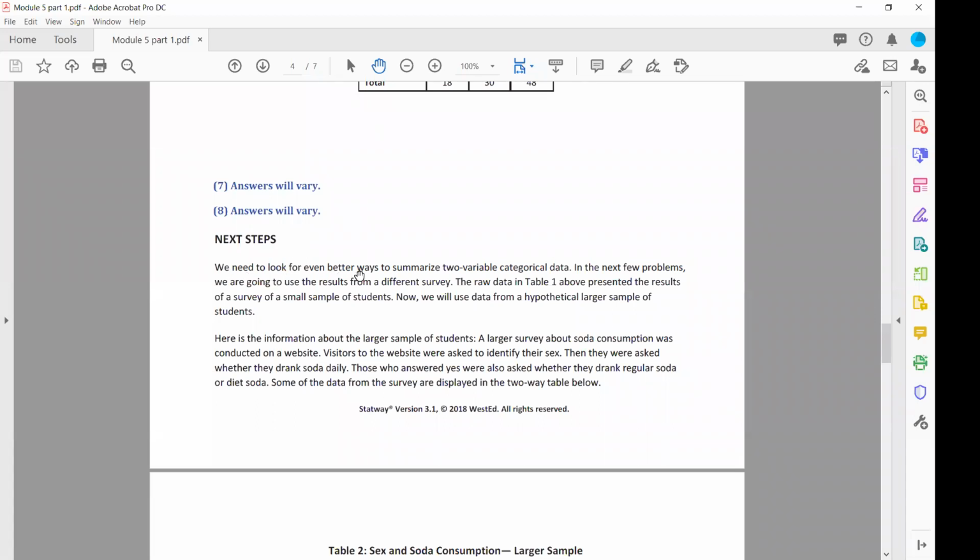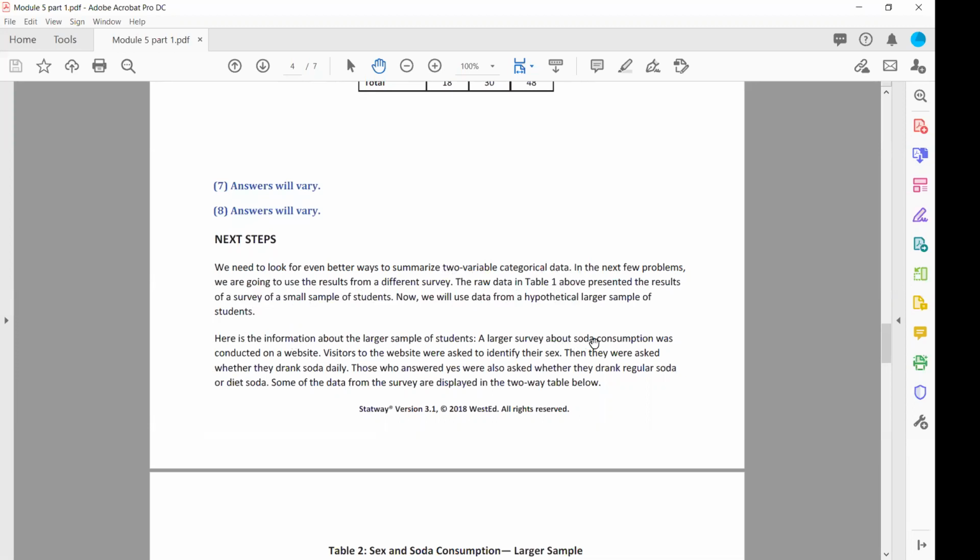We need to look for even better ways to summarize two variable categorical data. In the next few problems, we're going to use the results from a different survey. The raw data in table 1 above represented the results of a survey of a small sample of students. We need more information. Now we will use data from a hypothetical large sample of students. The more, the better. Here is the information about the larger sample of students.